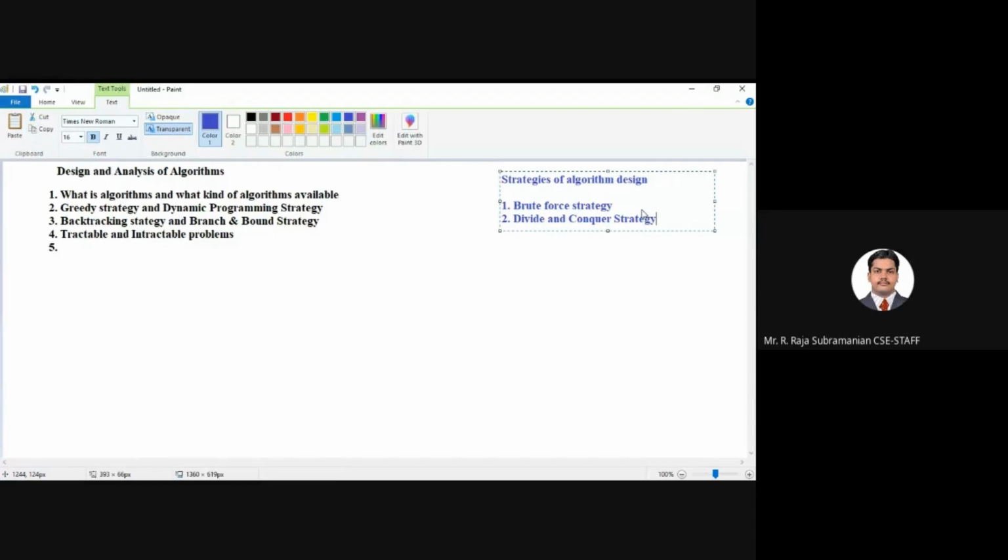We'll be seeing that, and I know that you have already done the divide and conquer strategy in your programming in C paper and data structure paper also. Like you do merge sort, quick sort, and all. That and all will come under the divide and conquer strategy only. I'll explain how it is coming also.